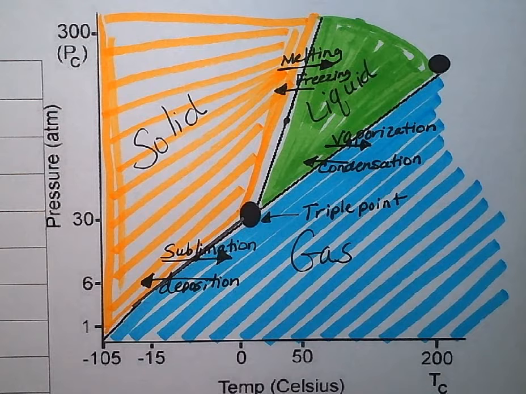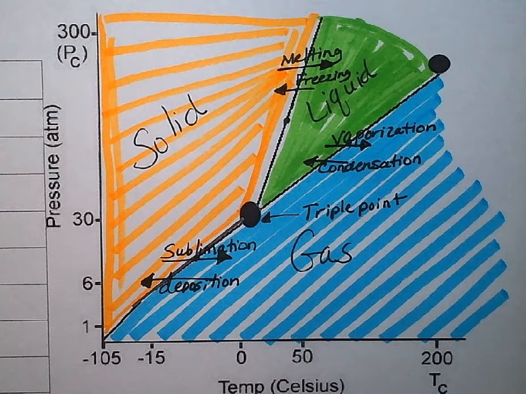pressure, 30 atmospheres. So whatever the substance is, if it finds itself in a state of 0 degrees Celsius and 30 atmospheres of pressure, it can possibly be a solid, a liquid, or a gas, or a mixture of all three. That's the triple point. Three phases, triple point. Makes sense, right? Triple three, right? You get 3 points for a three-pointer, triple shot, right?